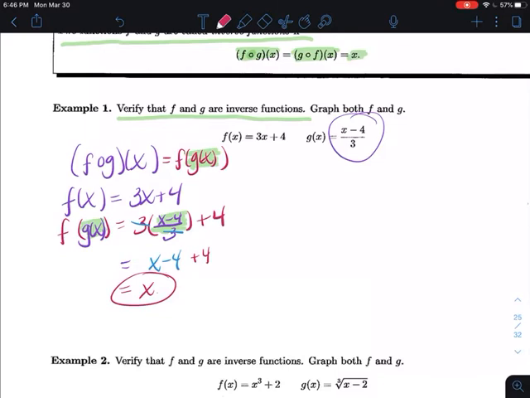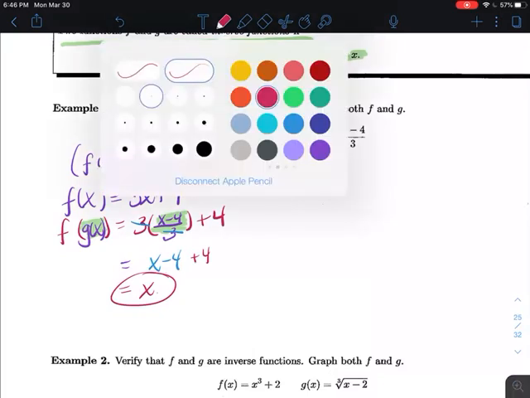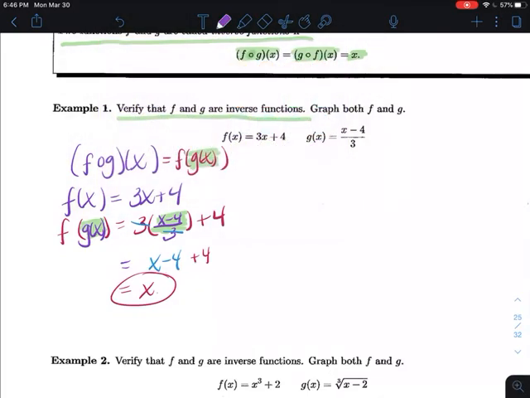I'm going to do it g of f of x. You don't have to do both ways, but I just want you to see that regardless of which order you go in, if you get x, they're inverses. All right, so it should be the same when I do it the opposite way. So now I'm going to start with g of x, which is this fraction. So what I'm trying to do is find g of f of x, which is g with f of x in parentheses.